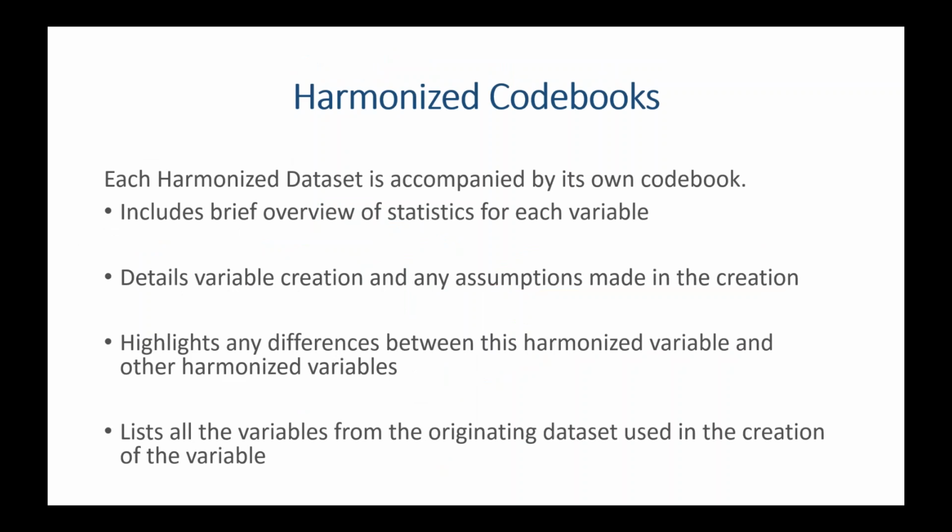So we highlight in our codebooks any differences between harmonized variables and other harmonized variables, so difference between this variable and a variable in another harmonized data set. And then we list all the variables from the originating data set used in the creation. And this can be helpful because let's say that you disagree with how we combine or create a harmonized variable. We give you all of the raw variables that were used so that you could create it yourself.